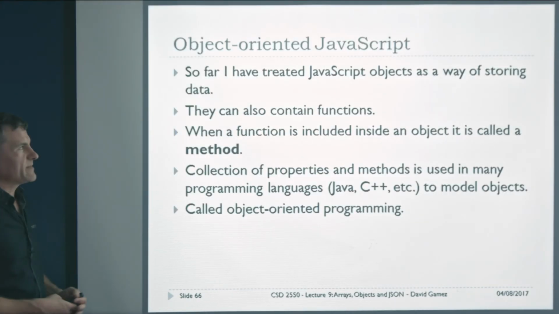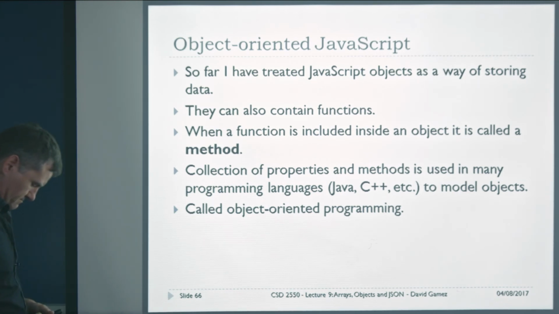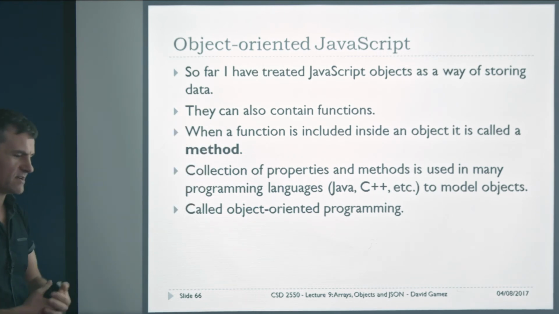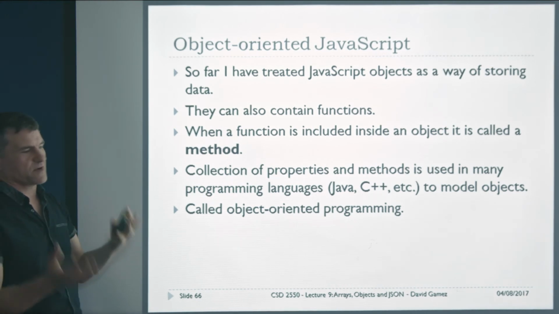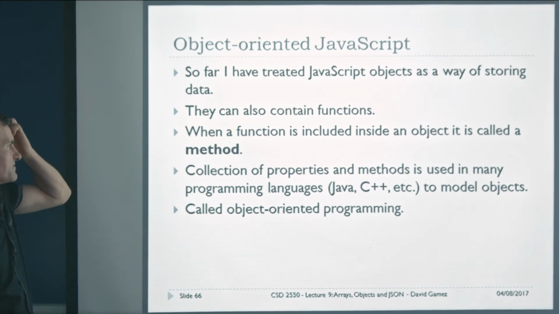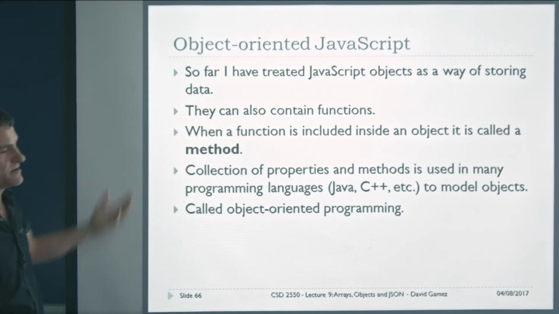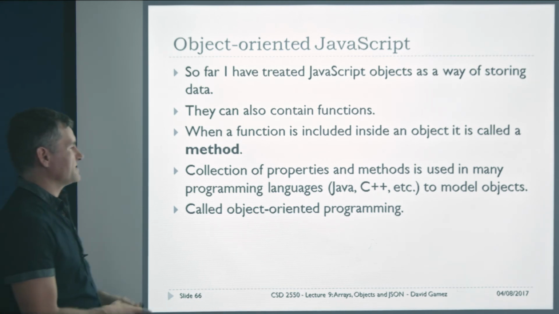So far, in all these examples, I've just been talking about JavaScript objects as a way of storing data. Objects can also contain functions, as I'm going to cover in the lecture on advanced JavaScript. Functions really work just the same way as other variables. And when a function is included inside an object, it's called a method. This is object-oriented terminology, a collection of properties and methods used in many programming languages.